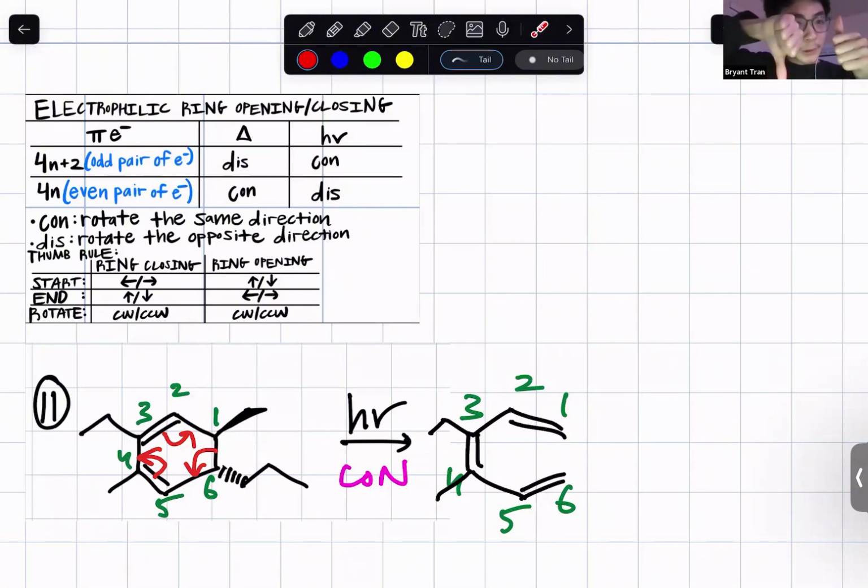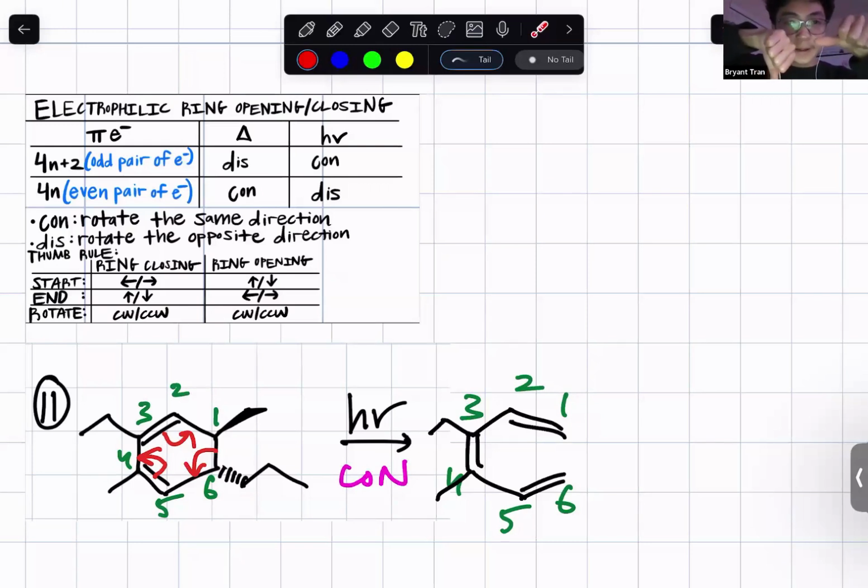So because this is conrotatory, I have to rotate my thumbs in the same direction, right? So if I rotate my left thumb clockwise, I'm going to stop going here to the right. I don't rotate my thumb all the way going down, right? I just keep rotating until I go either right or left. So just rotate 90 degrees, right? So rotating 90 degrees is going this way.